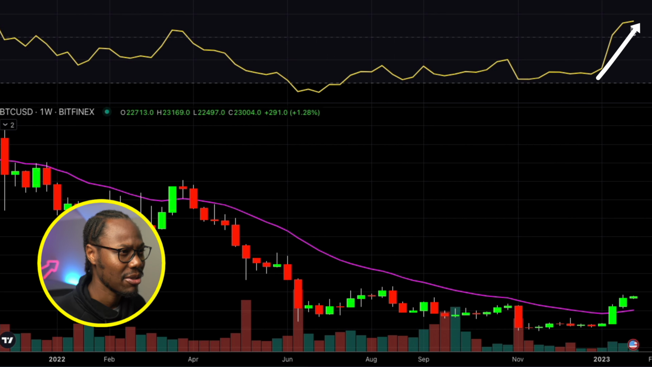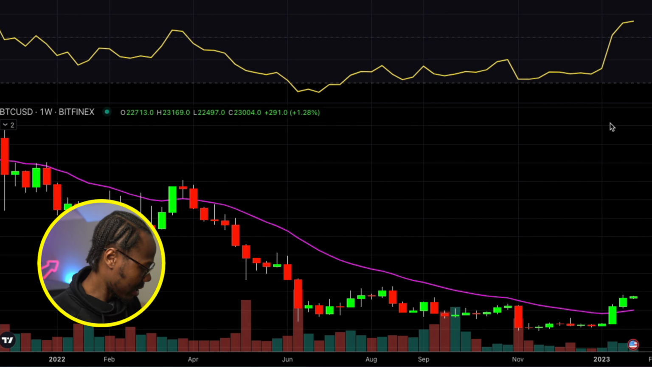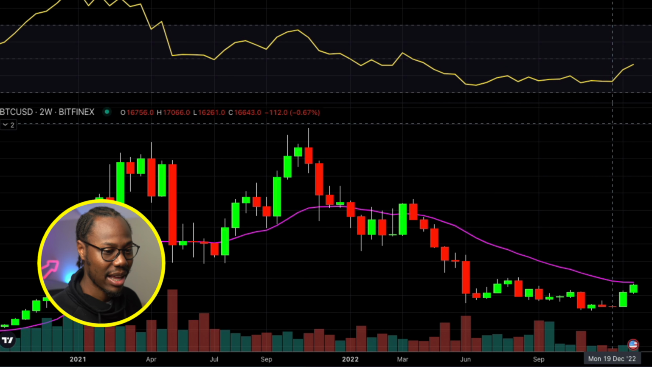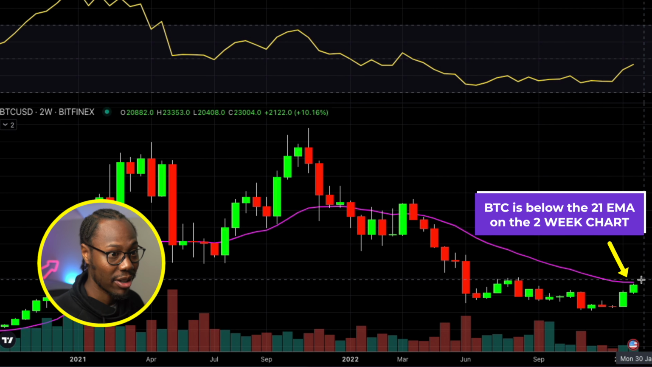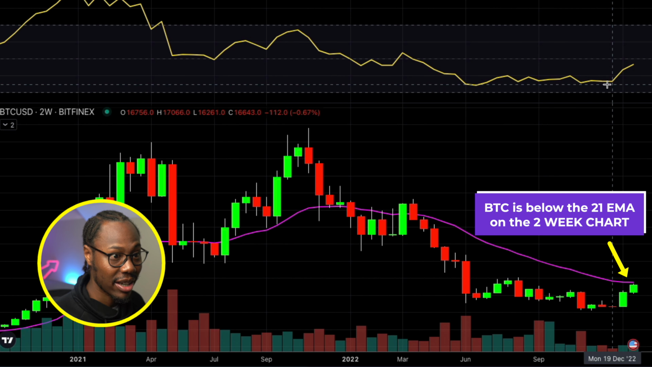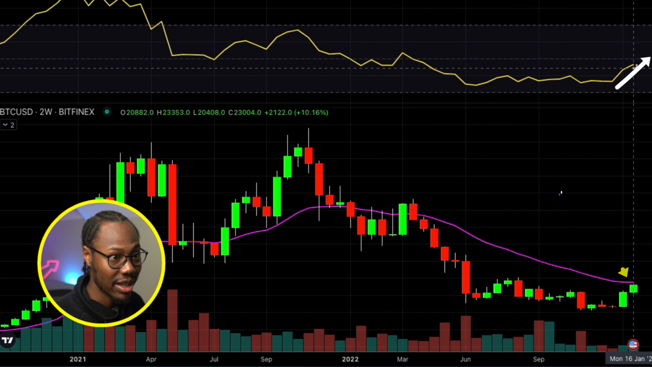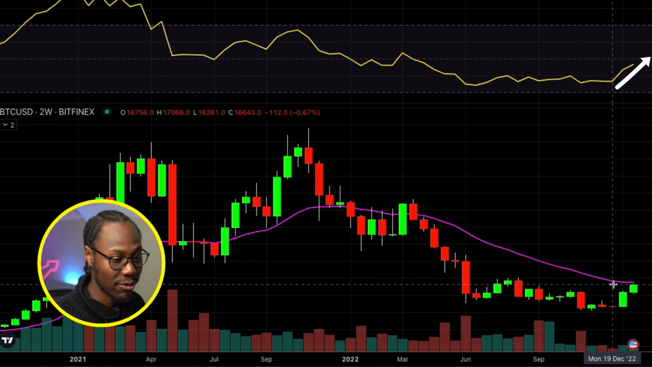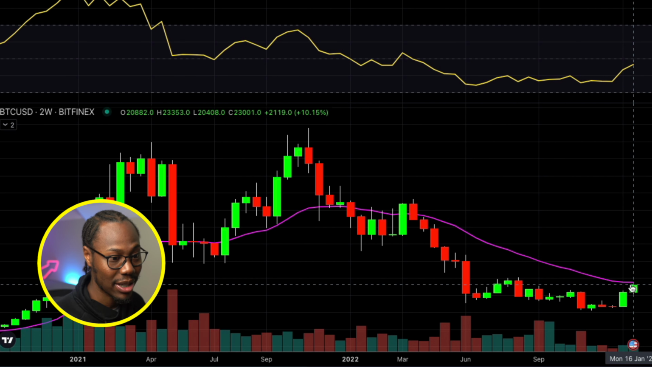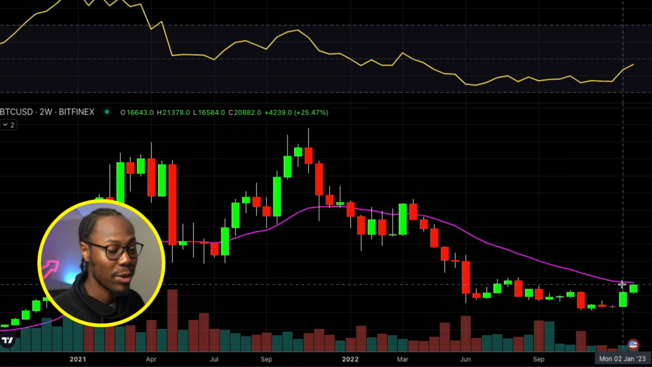We can see that the RSI is currently still on an uptrend on the weekly chart, and the signal that we are looking at is going to be on a 2-week chart. So if we just change this to a 2-week chart, we can see that Bitcoin is currently still underneath the 21 EMA on a 2-week chart. However, the RSI is starting to move in an uptrend, as you can see here. So is the price, and what we are hoping for is for Bitcoin to break through the 21 EMA on the 2-week chart as well as it has on the weekly chart.